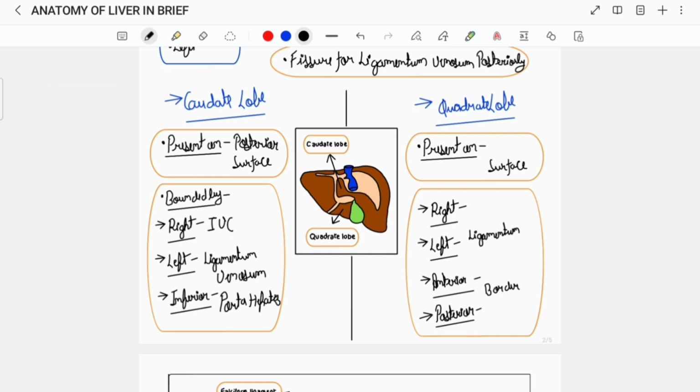The quadrate lobe is present on the inferior surface. It is bounded on the right side by the fossa for gallbladder, on the left side by fissure for ligamentum teres, anteriorly by the inferior border and posteriorly by the porta hepatis.